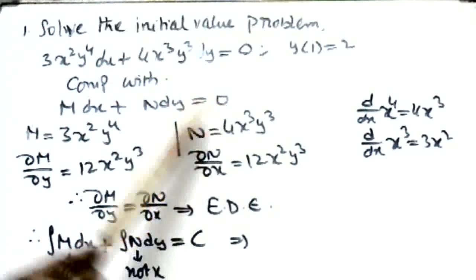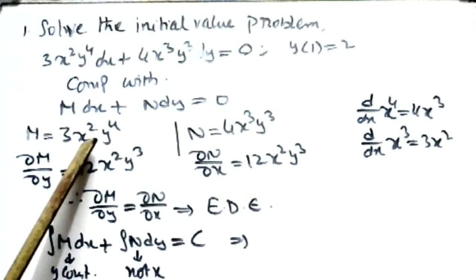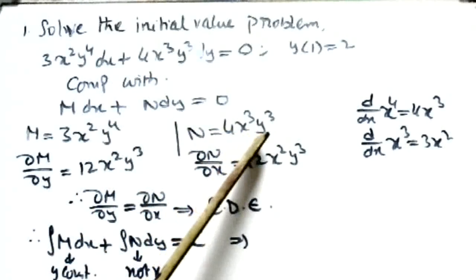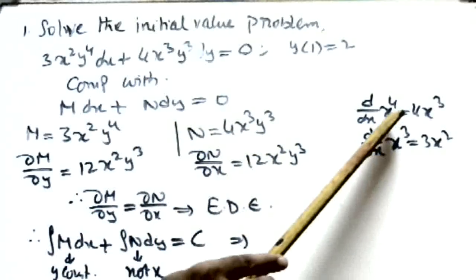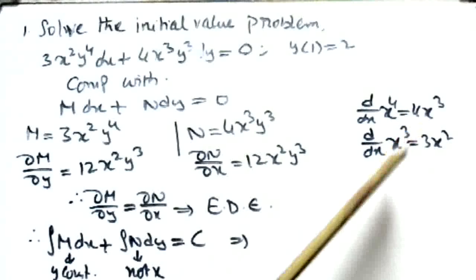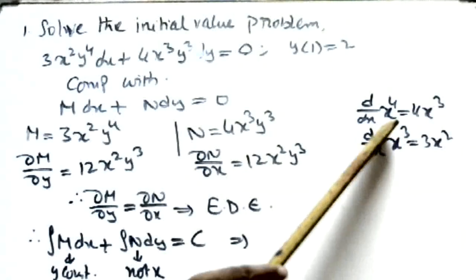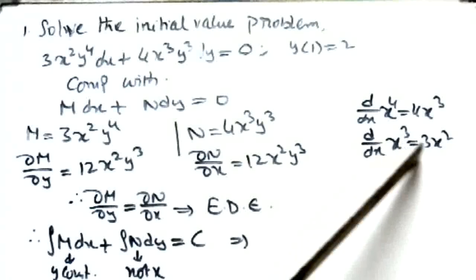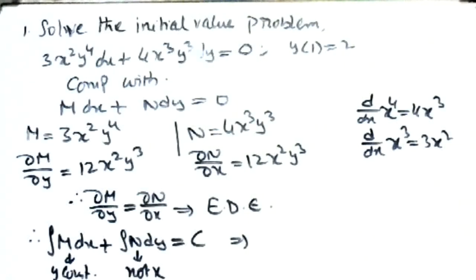Now see here, compare with M dx plus N dy equals 0. So the value of M is 3x square y power 4 and the value of N is 4x cube y cube. We already know the differentiation of x power 4 is 4x cube, and d by dx of x cube is 3x square.